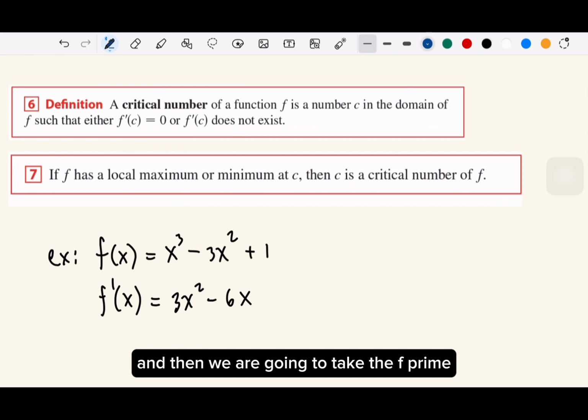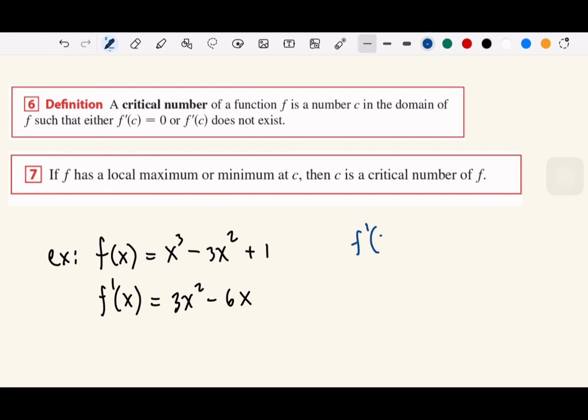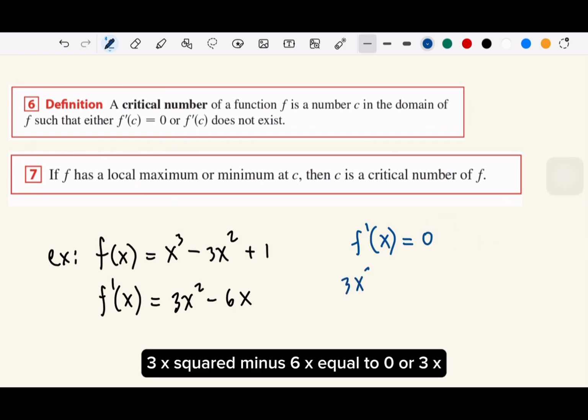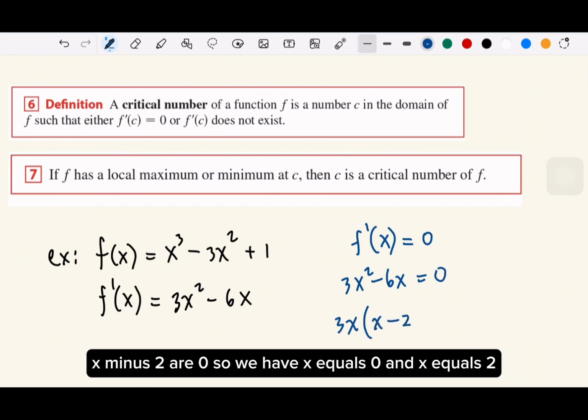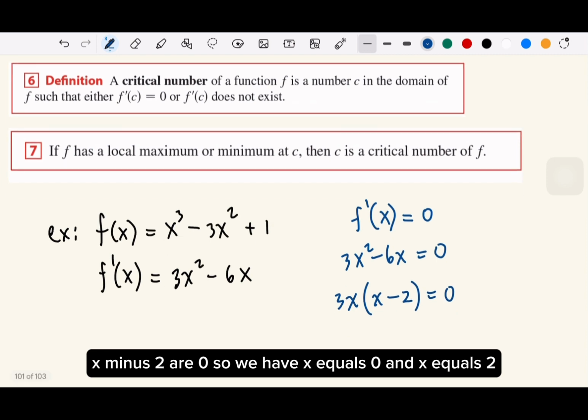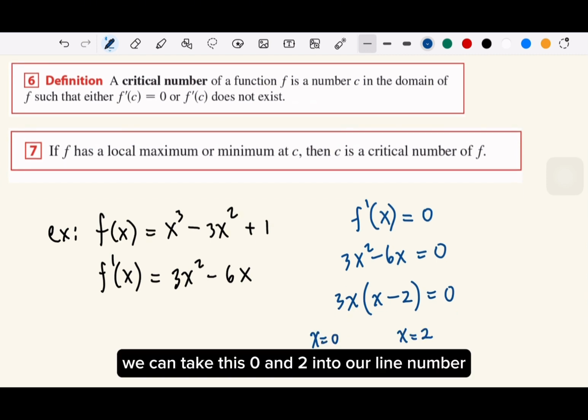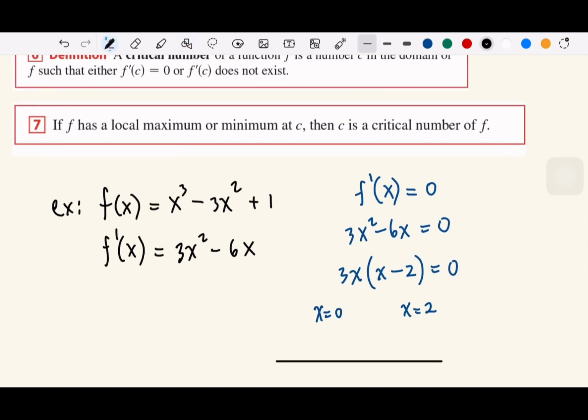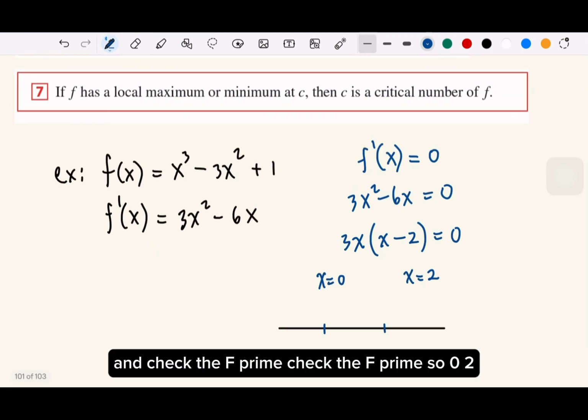And then we are going to set f prime equal to 0. So we have 3x squared minus 6x equals 0, or 3x times (x minus 2) equals 0. So we have x equals 0 and x equals 2. We can put this 0 and 2 onto our number line and check the f prime.